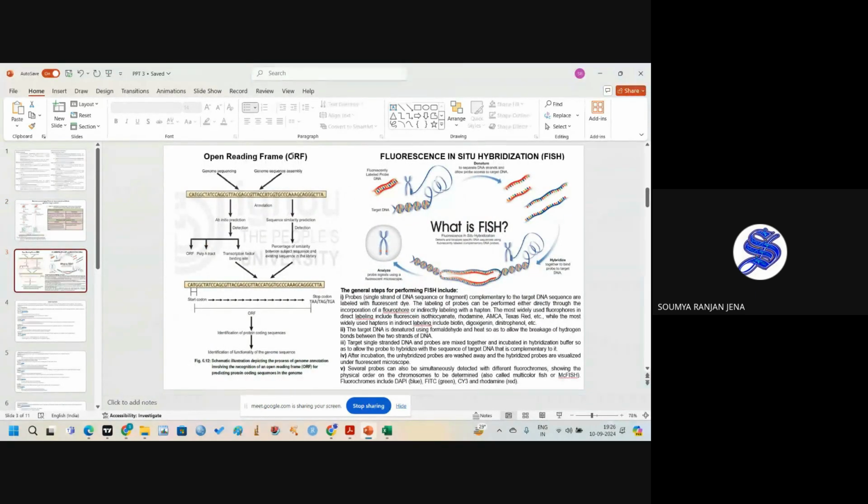Here also we know the open reading frame, that is the protein coding region of a DNA that has one start codon and another stop codon that identify the protein coding sequences. Next one is fluorescence in situ hybridization. By fluorescence in situ hybridization, we detect and localize specific sequences using fluorescence labeled complementary DNA probes.